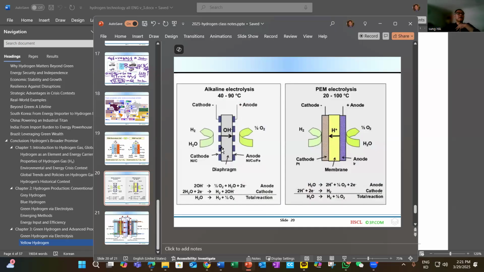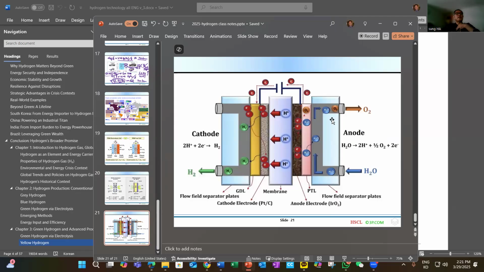The alkaline method is less expensive as the initial investment. But again, efficiency-wise, the PEM works better than alkaline. So I would say this method is a more advanced method than alkaline. A lot of research is going on right now to develop this PEM method.